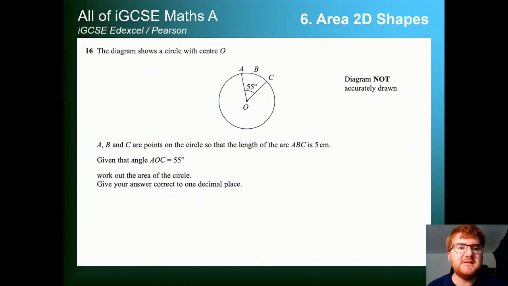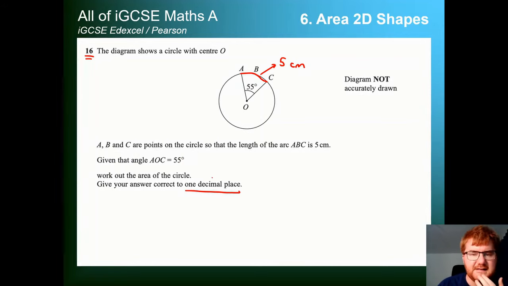Okay, on to our next question here. So 16, so medium-ish question. So it shows a circle with center O, and ABC are points on the circle. So length of arc ABC, the length of this here is equal to 5 centimeters. If only we could work in radians, that'd be fantastic. Given the angle AOC is equal to 55 degrees, work out the area of the circle. And we want it to 1 decimal place.